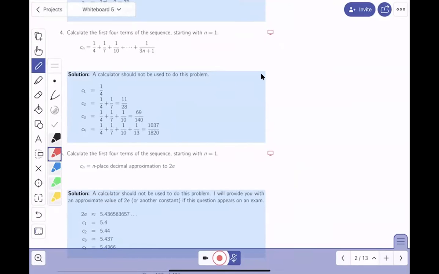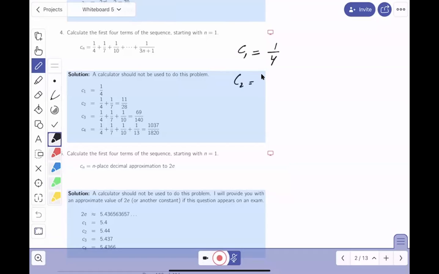All right, let's write this down. I'm going to write these terms down. So C1, it's all about you doing work. What's C1? We're looking at a sum of terms. It's really a partial sum. And what's it going to be? It's going to be a quarter.